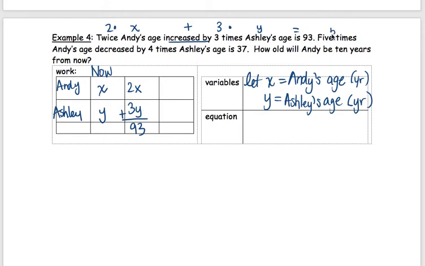5 times Andy's age, so Andy's age is X, decreased by this time, decrease, so let's subtract, decreased by 4 times Ashley's age is 37. Let's translate that now. 5 times Andy's age, decreased by 4 times Ashley's age, so we're going to subtract this time, is 37. Like that. All right, and so we have our 2 equations built.